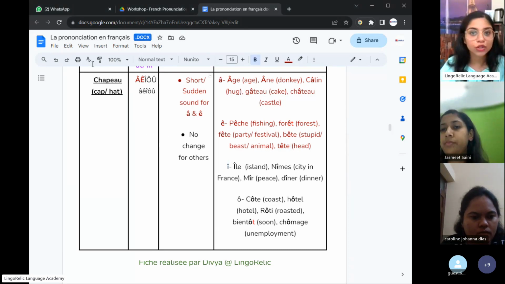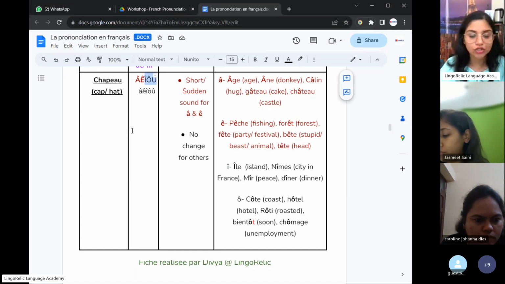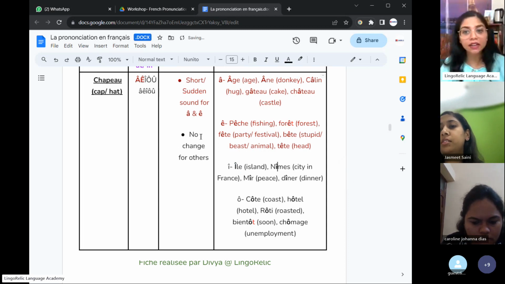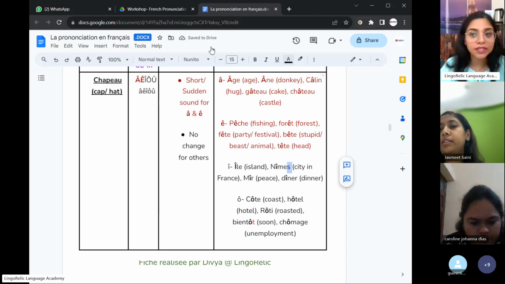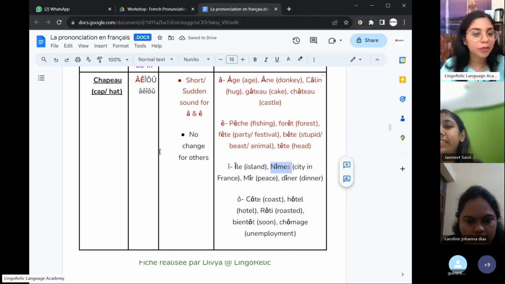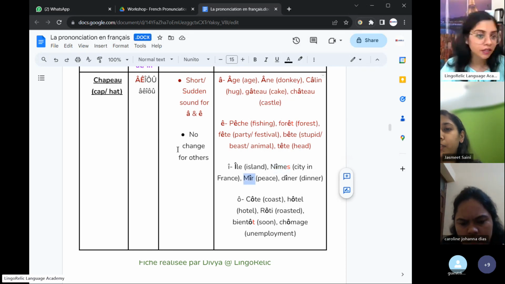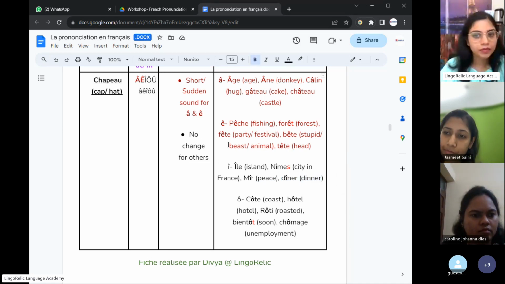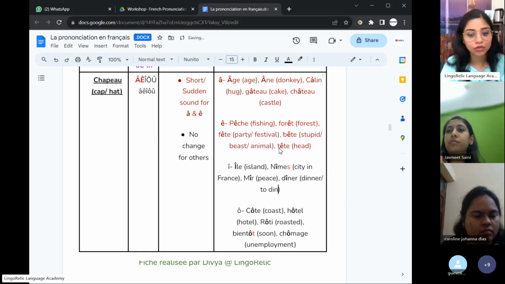This I told you is for the remaining three alphabets, no change. Now coming to this one. So you have this word, there is no change. It will be pronounced as île. Okay, île. Next one is the name of a city in France towards the south near Montpellier. It's named Nîmes. Nîmes. And next one is mûre. Mûre is a word for peace. And the next one is dîner. Dîner, which is a word for dinner. Okay, or to dine also, to dine as in a verb.